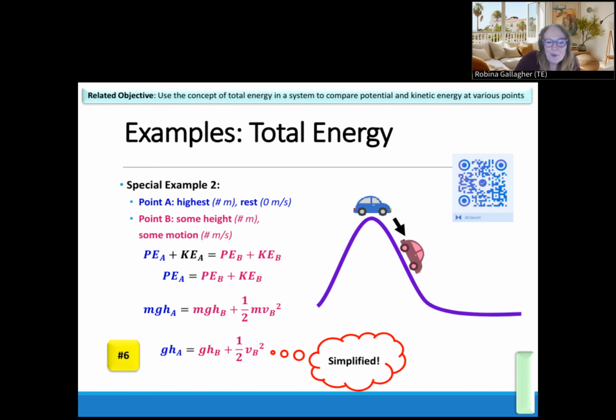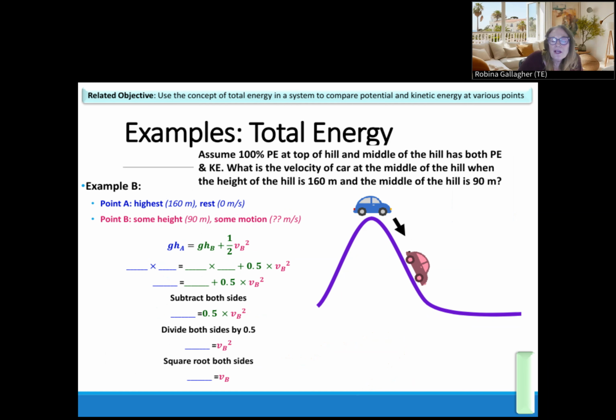Okay. Perfect. So here is an example if we had a car at the top of the hill and something in the middle. If I were to label this, this would be point A and this is point B. On my formula, point A is going to be on the left side of the equal sign, and point B is going to be on the right side. You can see right here we've got those A's and B's that tell us which one goes with what.